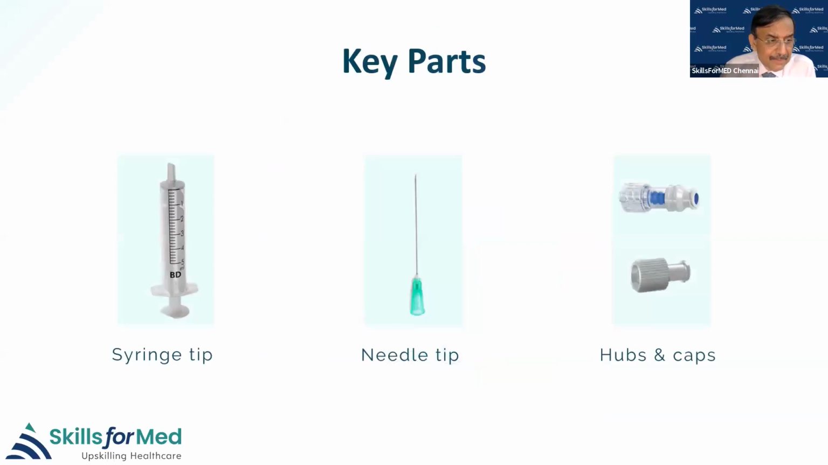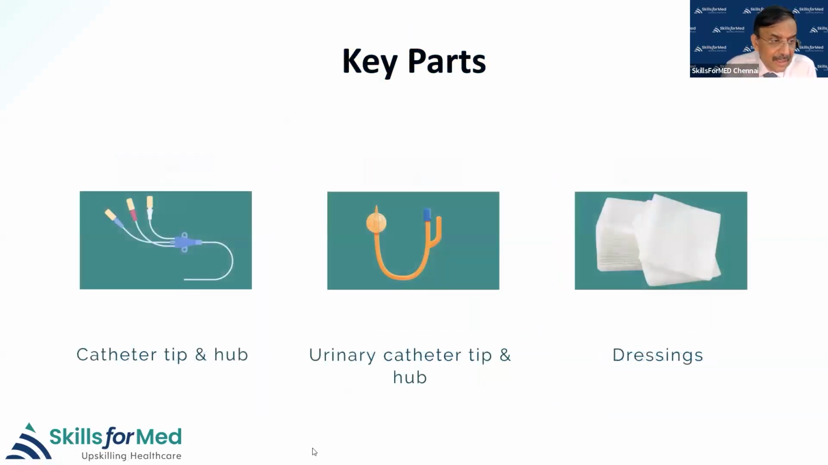Other examples of key parts are the tip of the syringe, the needle tip which goes into the skin, the hubs and caps which we use in IV therapy. And then in the central line, it is the catheter tip and the hubs here. I think I should use the laser pointer. The catheter tip here and the hubs, these are potential areas which can cause contamination. And similarly, in the urinary catheters, the tip here and the connecting points here are the key parts.